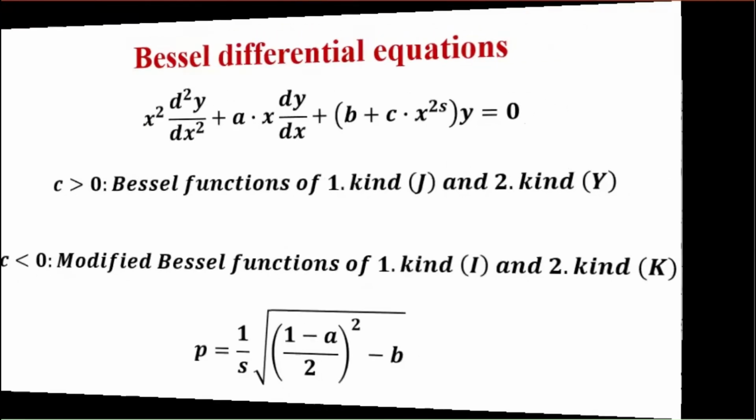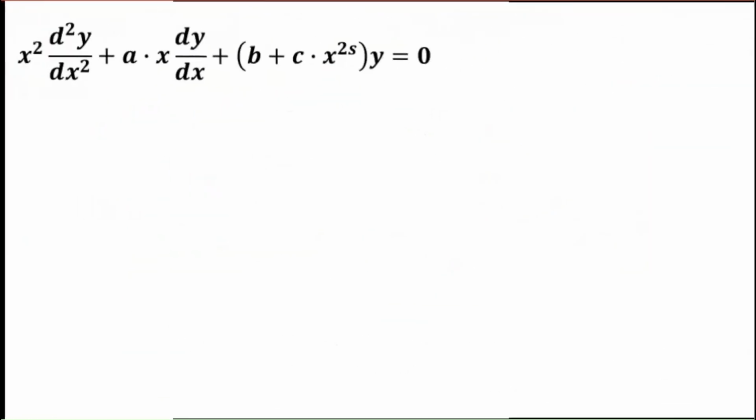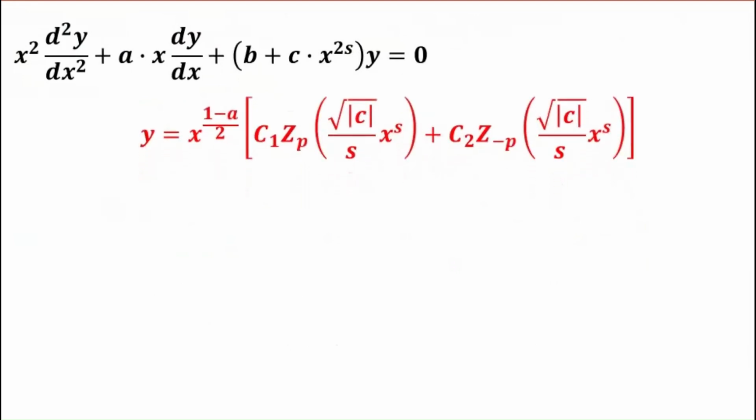For example, plots of Bessel and modified Bessel functions of order 0 and 1 show that functions of the first kind I and J are finite at the origin, while functions of the second kind K and Y are not defined at 0. Bessel functions belong to the family of orthogonal functions. A detailed discussion of orthogonal functions will be provided later in the context of partial differential equations. For now, it suffices to note that the general solution of this class of differential equations is a linear combination of two Bessel functions, whose type and order depend on the coefficients a, b, s, and c.